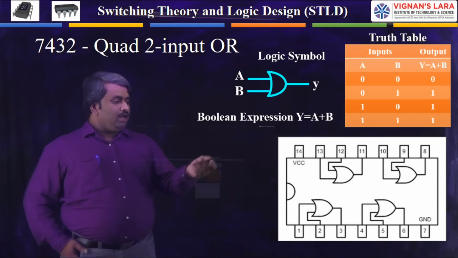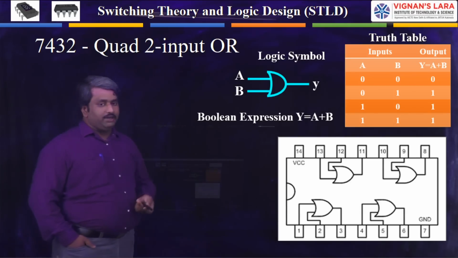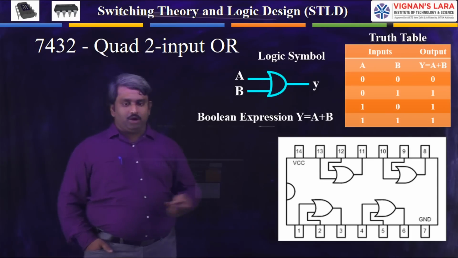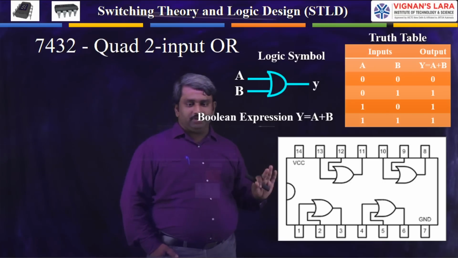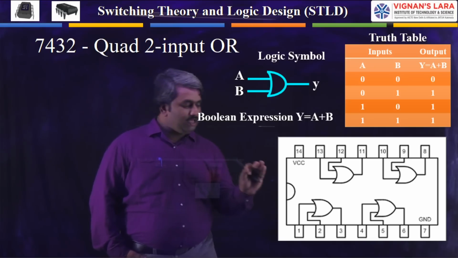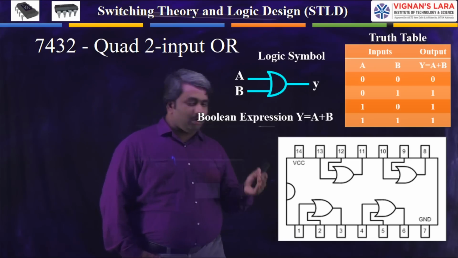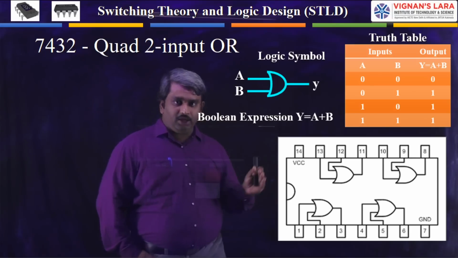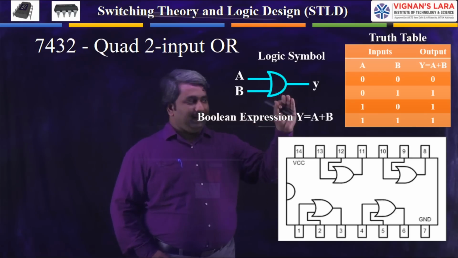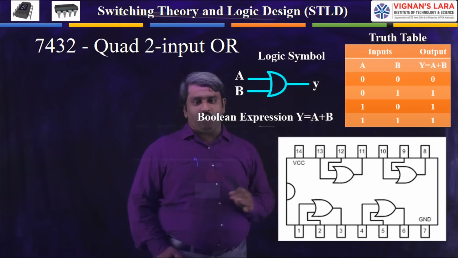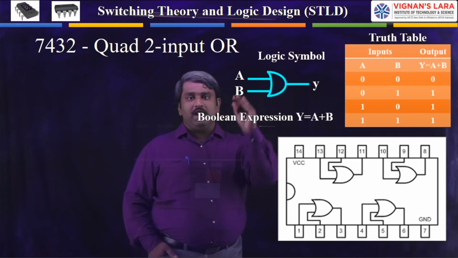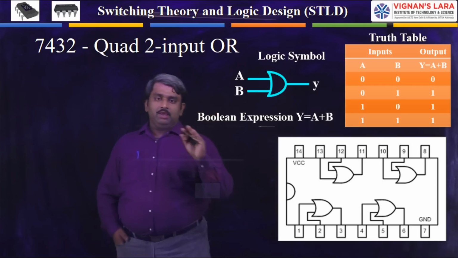Coming to the data sheet, in this data sheet we have the OR gates placed here, and the 14th pin is VCC and the 7th pin is ground. This is very important. You have to remember this pin configuration. For the first OR gate, 1 and 2 are the input pins, and the third is the output pin. For the next OR gate, 4 and 5 are the input pins, and the sixth is the output pin. For the third OR gate, 10 and 9 are the input pins and 8 is the output pin. For the next OR gate, the 13th and 12th pins are the inputs and the 11th pin is the output.